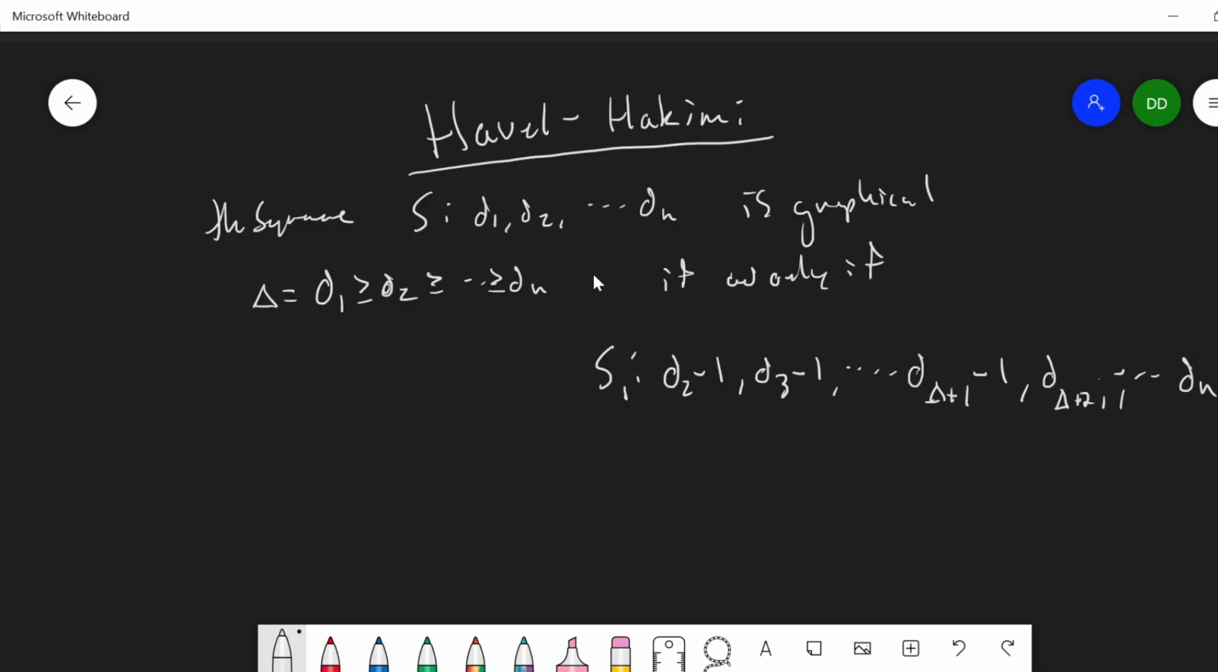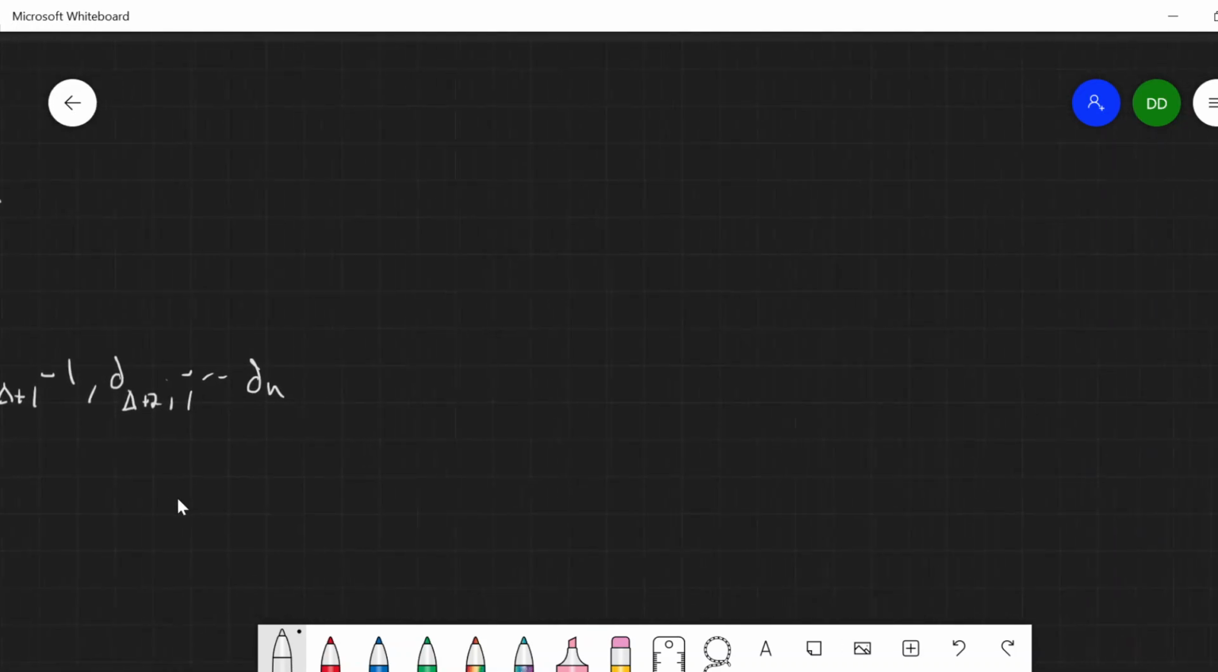The key thing here is that we reduced the number of vertices by 1. And so this is going to give us a procedure where we continue to do this process of removing 1 from each of the first delta until we get a small enough sequence that we can just work out ourselves is graphical or not. One that we've already looked at. So for example, let's look at an example.